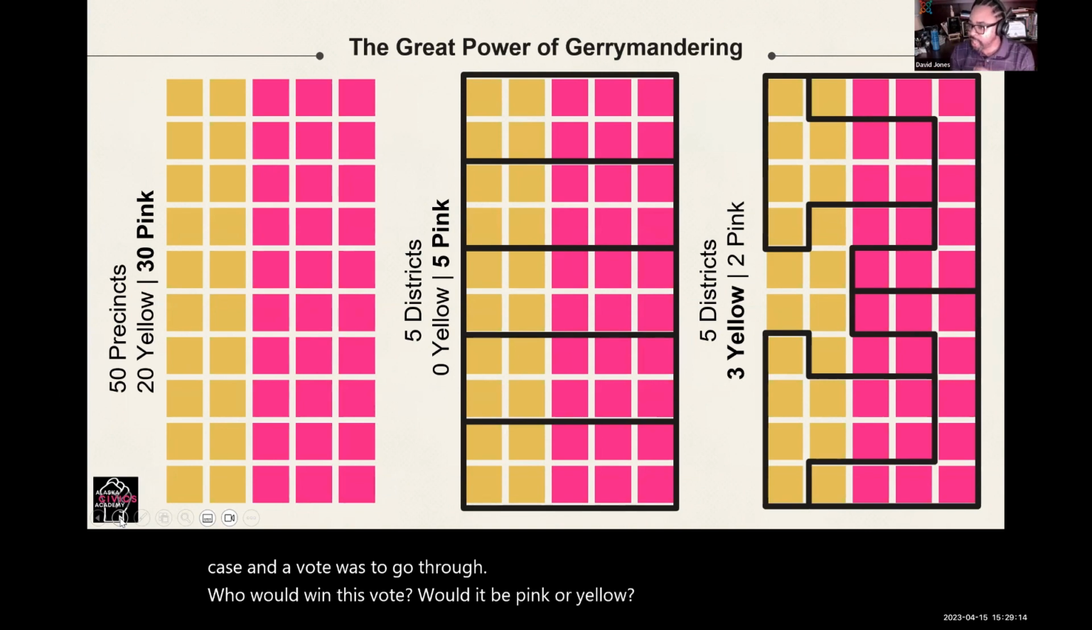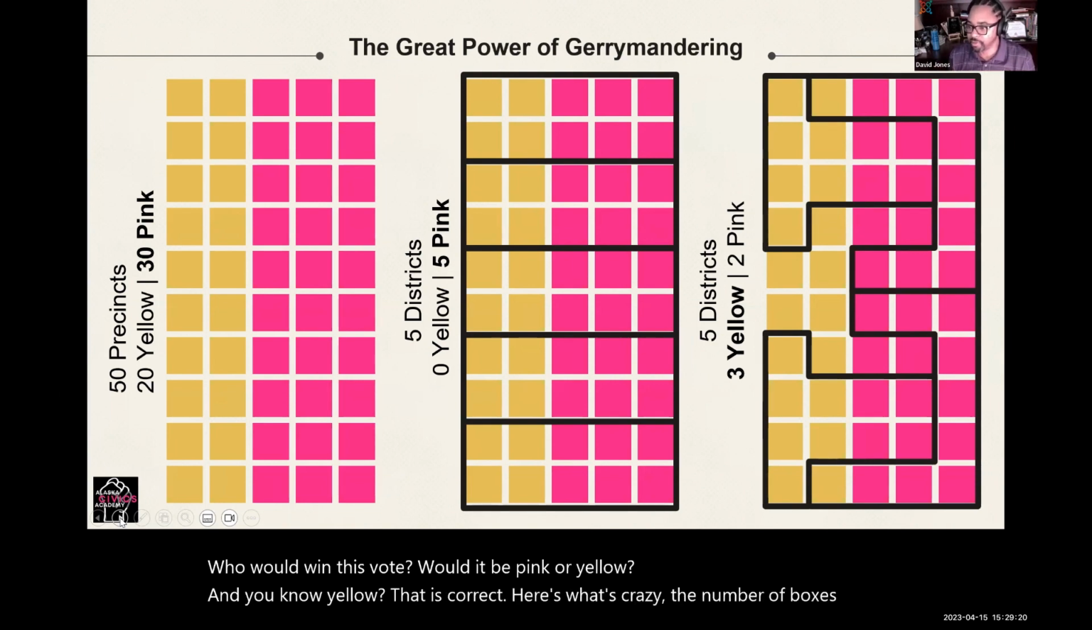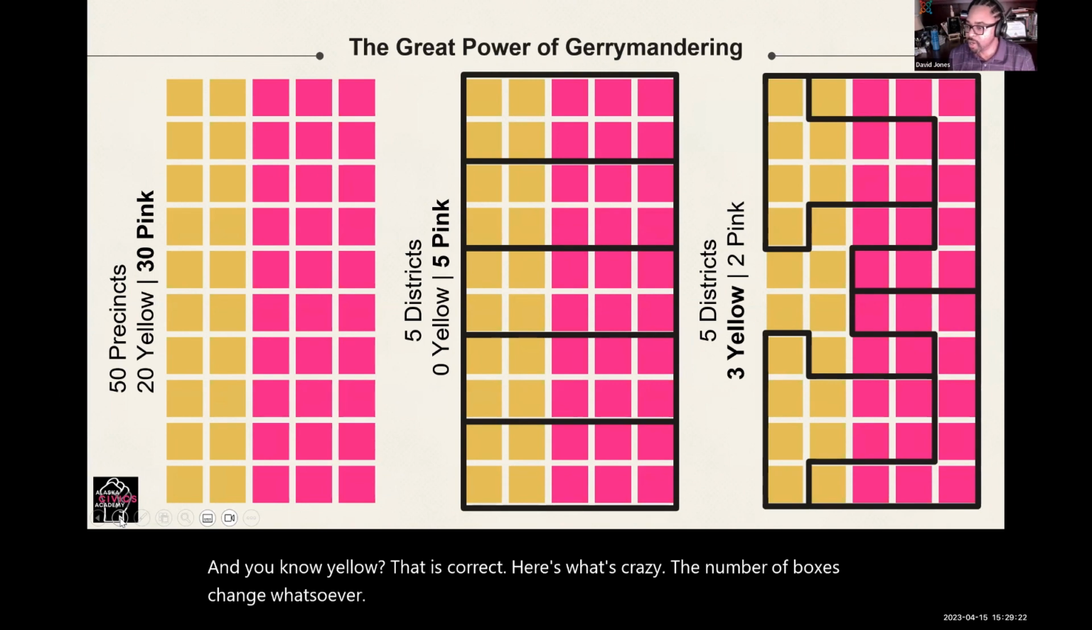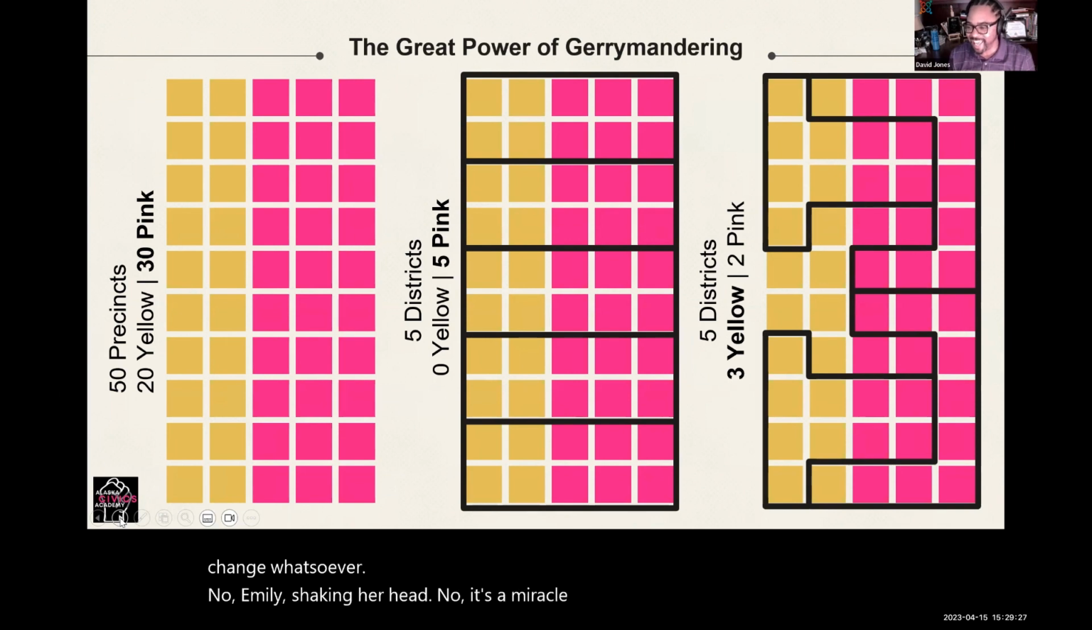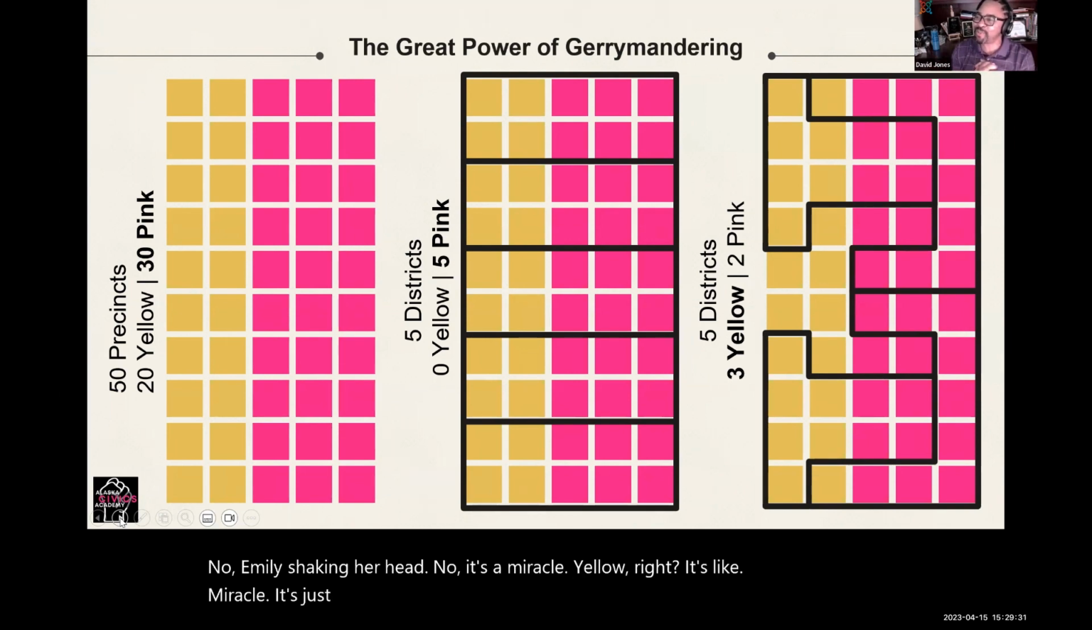And it's yellow, that is correct. Here's what's crazy. Did the number of boxes change whatsoever? No. Emily's shaking her head. No. It's a miracle, yellow, right? Look, it's a miracle. If you draw lines the way you want, you can make the game work in your favor.